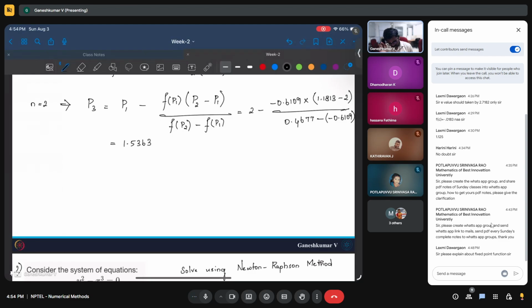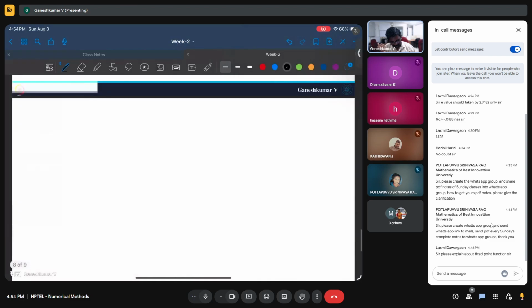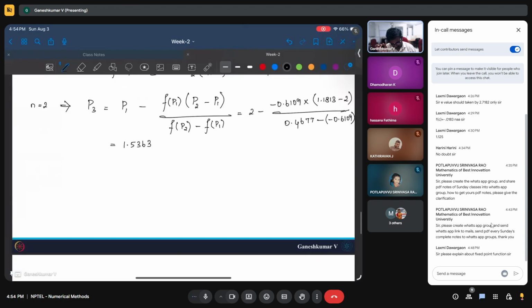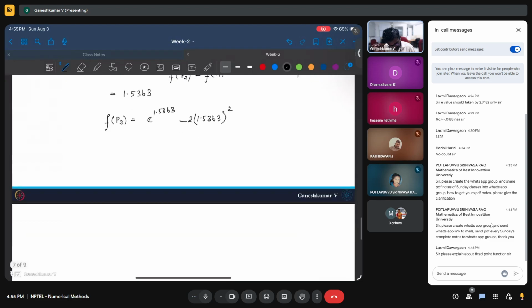Okay, and if you just run it, for every iteration it just quickly shows you. You don't need to do this calculation, but for the sake of completeness I'm showing it. So f of p3 is going to be e power 1.5363 minus 2 times 1.5363 whole square, and this comes out to be around minus 0.0731. Okay.